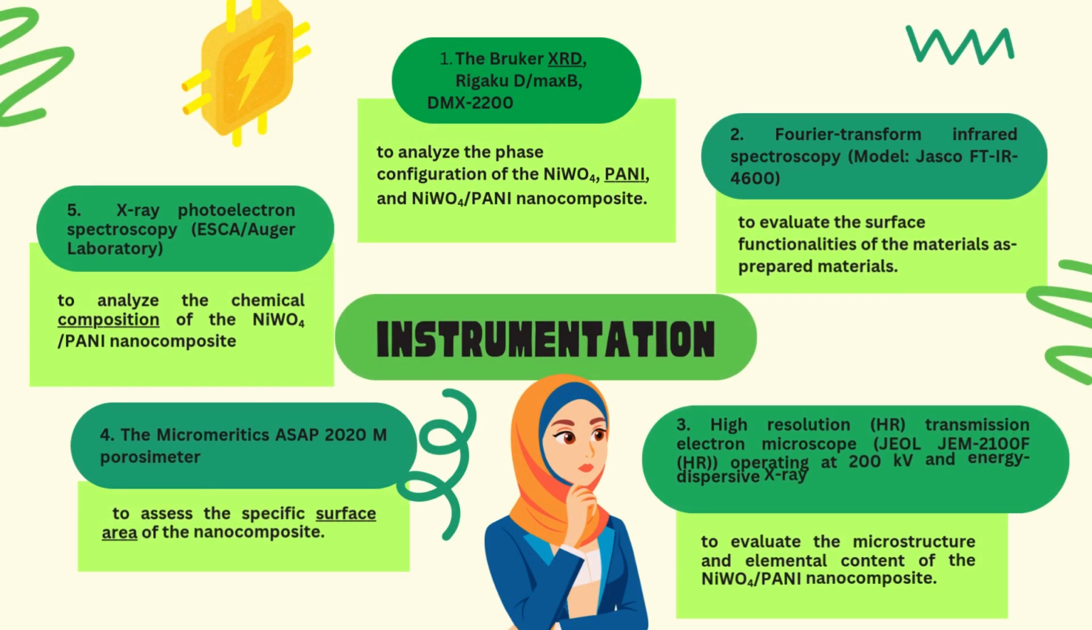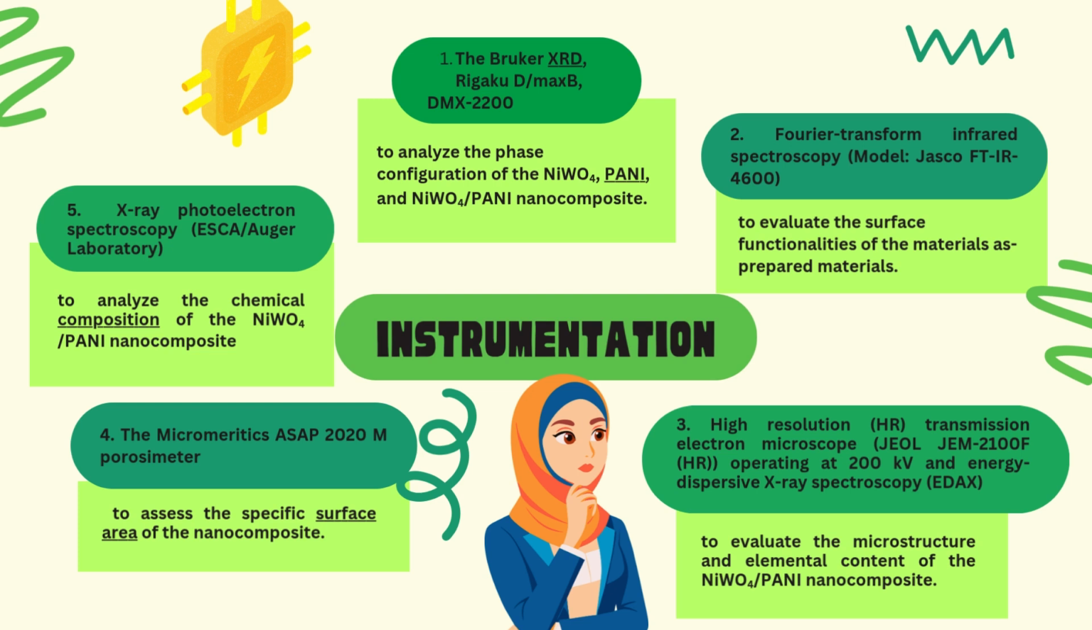There are 5 instruments that have been used in this experiment. First and foremost, the Bruker XRD Rigaku D/MaxB DMX 2200. It is used to analyze the phase configuration of the nickel tungstate, polyaniline, and the combination of the 2 as a nanocomposite. Second, Fourier transform infrared spectroscopy is used to evaluate the structural functionalities of the as-prepared materials.